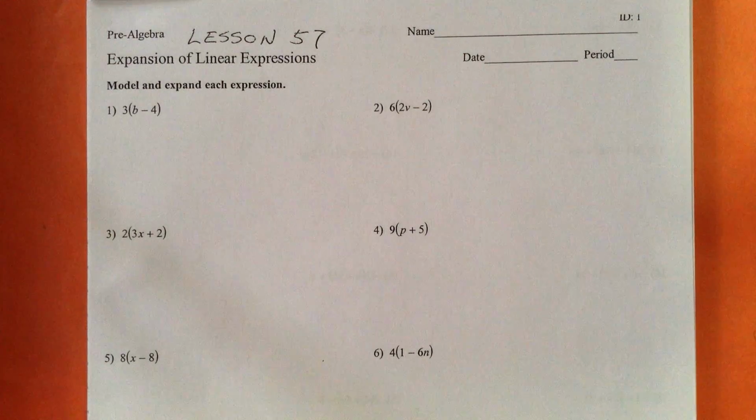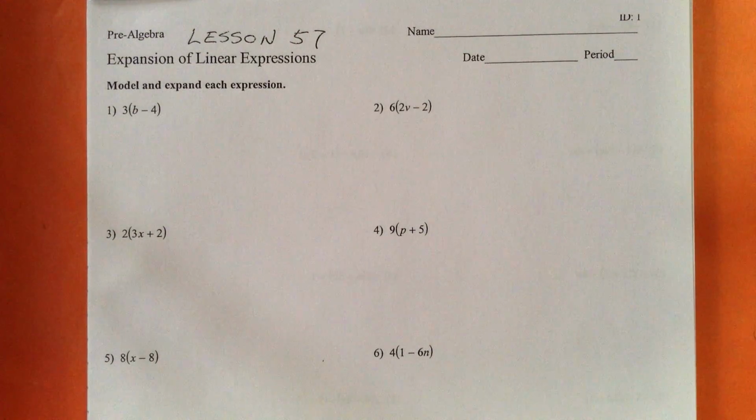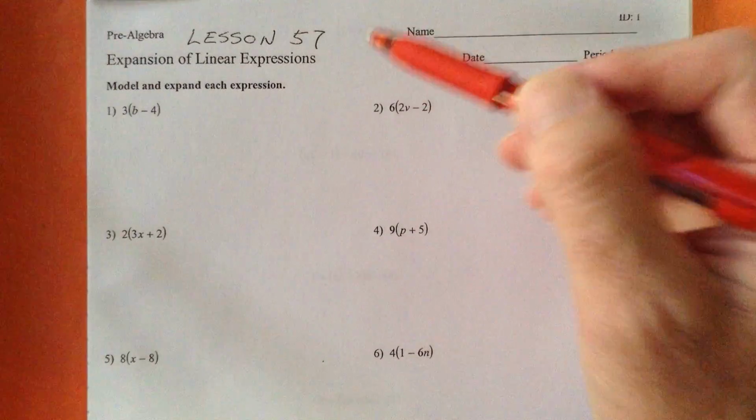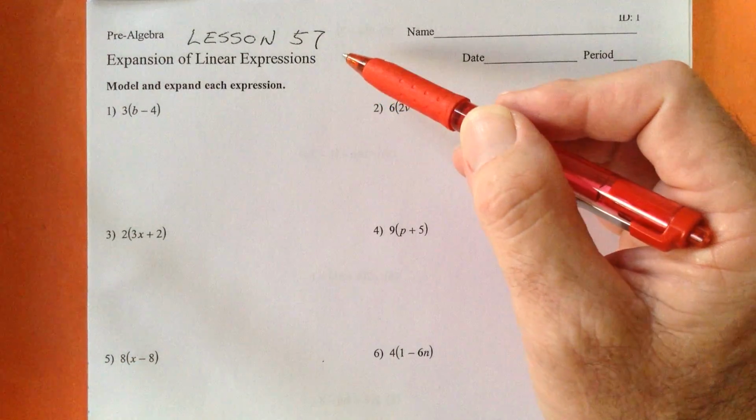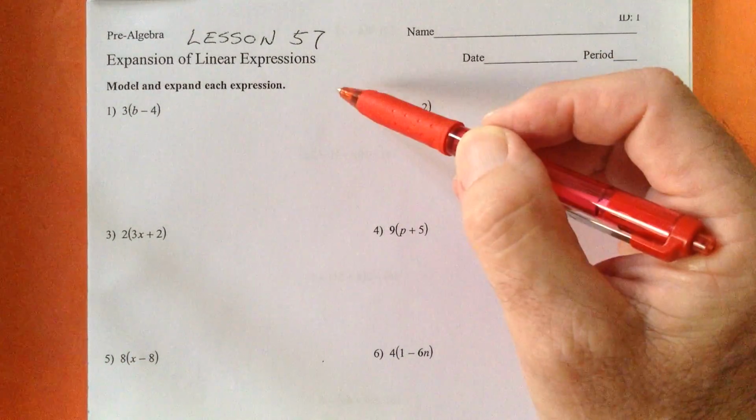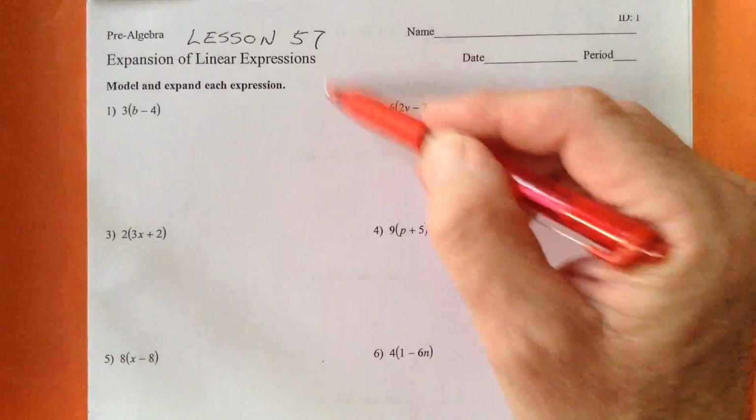Okay, hello GED students. This is an introduction to lesson number 57, the expansion or using the distributive property for linear expressions. I like doing this one before 55 and 56 because it kind of helps explain those lessons. So here we go. Quick review though, a couple things.